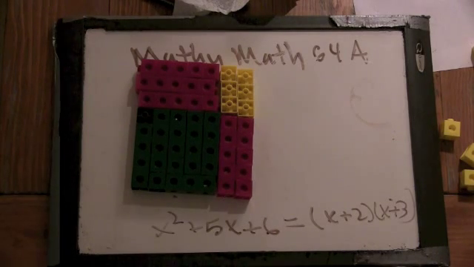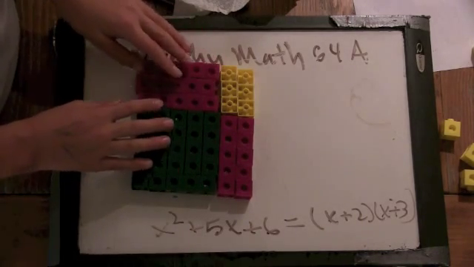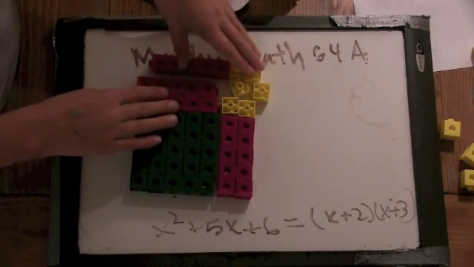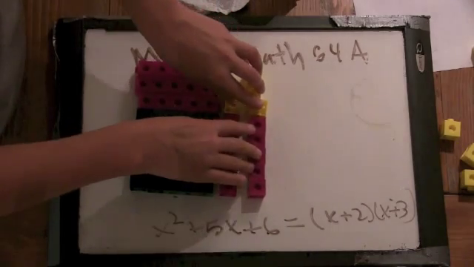And how do I know the rectangle factors? Well, because you can split it into x. Well, it's x plus 2 by x plus 3. Good job.